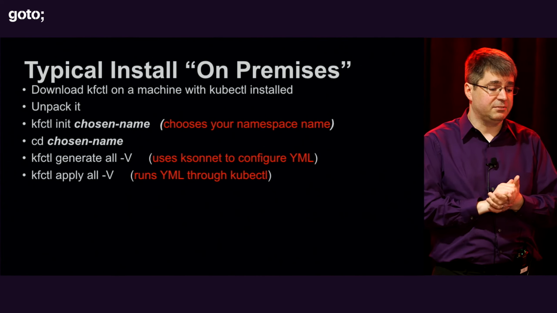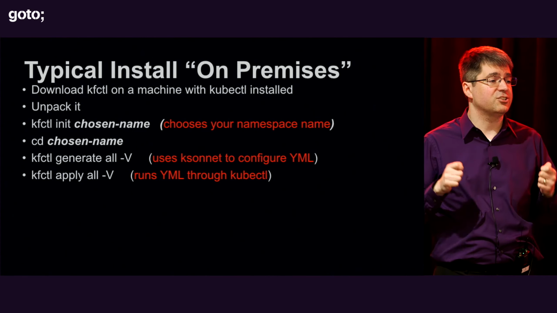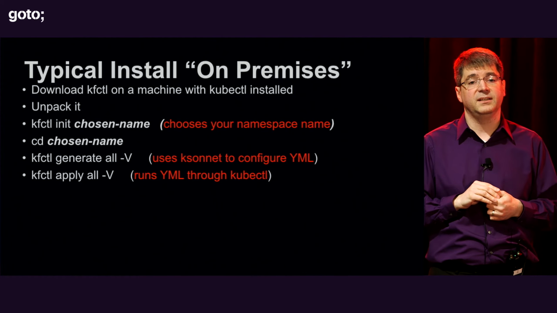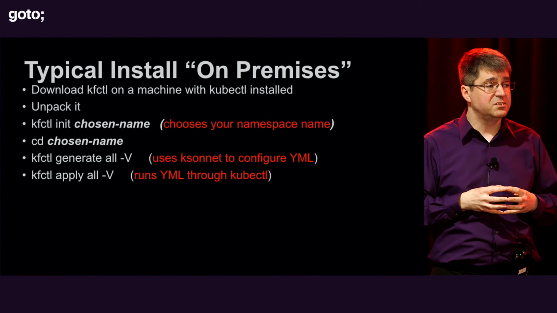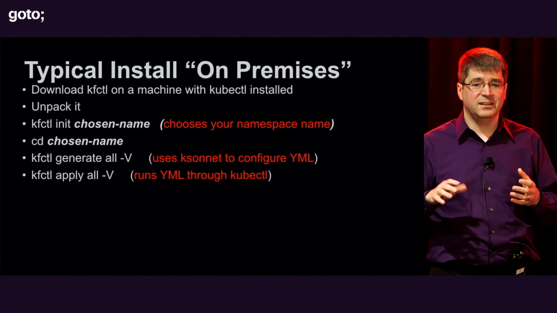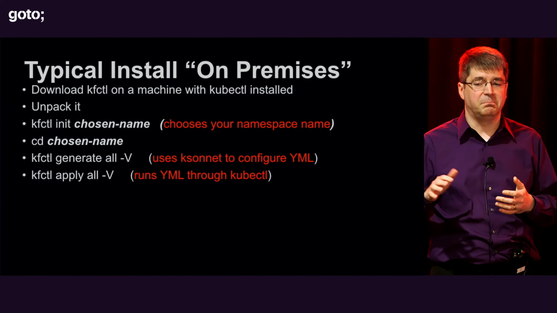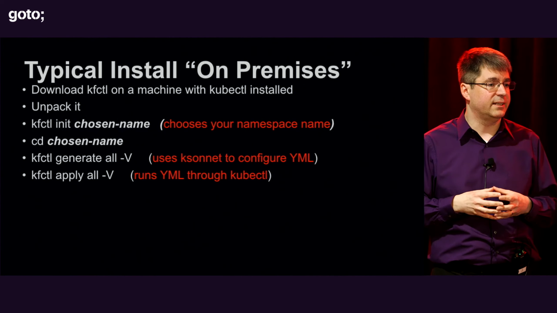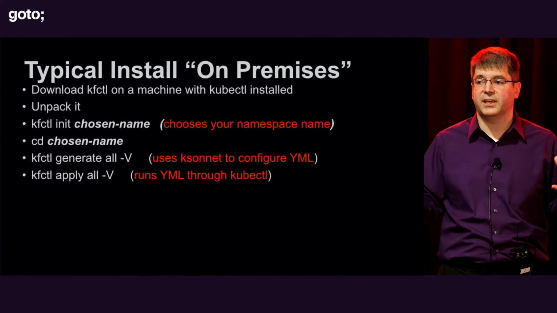Then last, you run kfctl apply all. That's what actually goes through and starts putting Kubeflow up on your internal Kubernetes cluster. What is Kubeflow? In versions 0.4 and 0.5, it's basically about 20-some Docker images running in Kubernetes. That's what makes all of this magic happen.